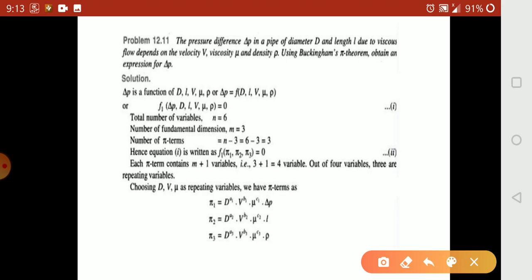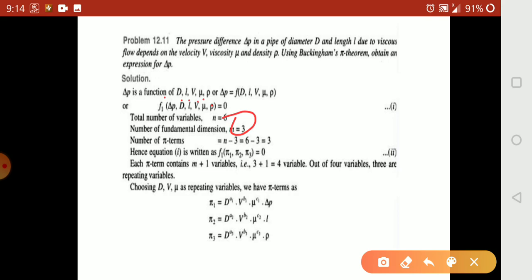So how can we obtain the expression? The first step: delta P is a function of D, L, V, mu, rho, where L means length, D means diameter, V means velocity, mu means viscosity, rho means density. Or, a function f1 of delta P, D, L, V, mu, rho is equal to 0. Okay, so how many total variables? That is 1, 2, 3, 4, 5, 6. So the total number of variables is 6, and the number of fundamental dimensions, m, is equal to 3.